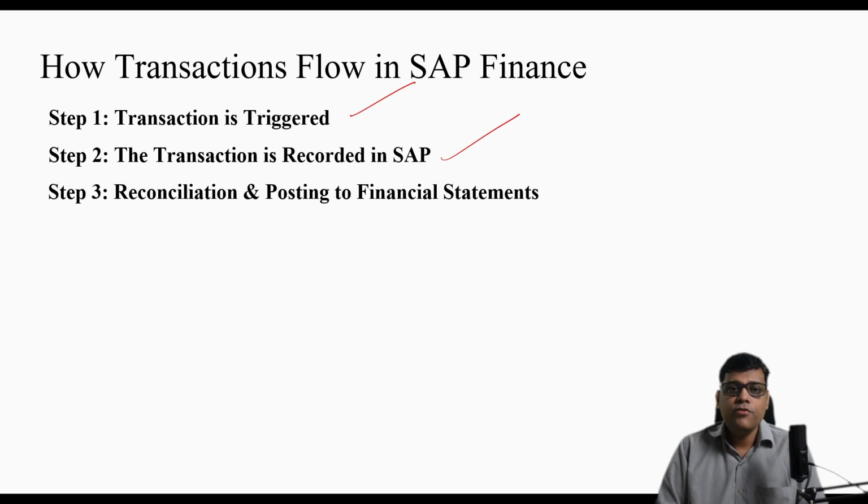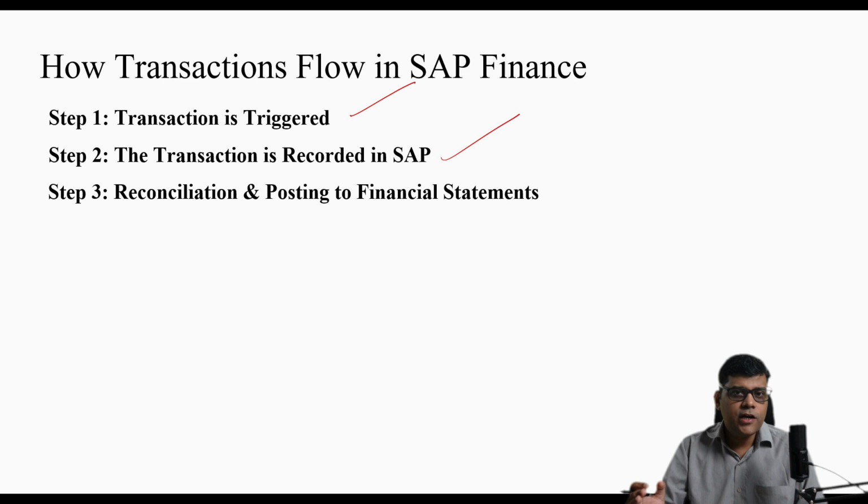Third point will be your reconciliation of posting to financial statements. The recording of transactions flows into the balance sheet and P&L. Whatever transactions we add in the system will be part of your income statement or part of your balance sheet. And in SAP language, we say FSV.